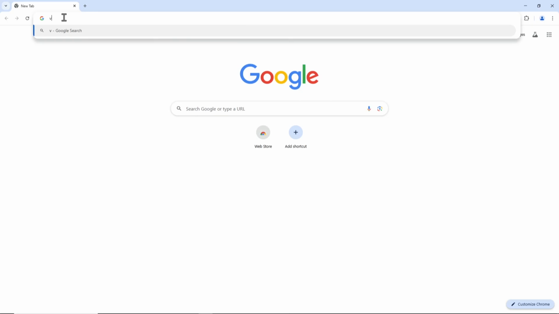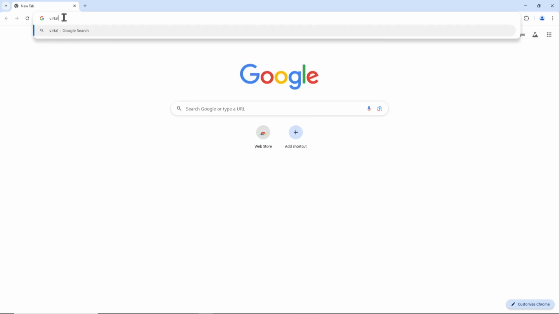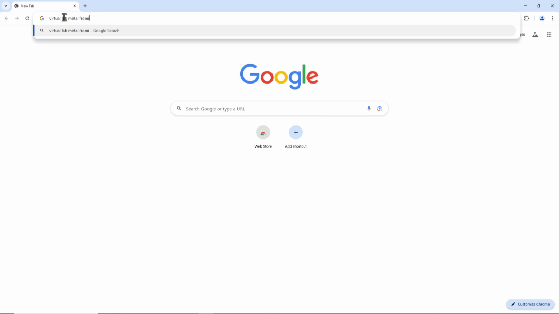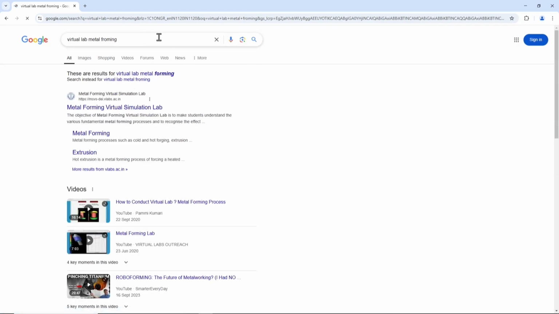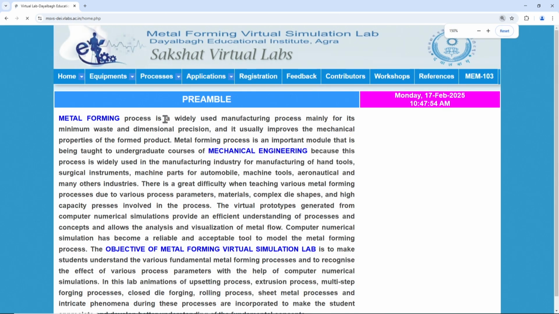First I will come here at Google, and search for virtual lab metal forming. The first link that you get here is the metal forming virtual simulation lab. I click here, it is opening. So this is the interface of the virtual laboratory. I am just zooming this out so that the visibility is better.